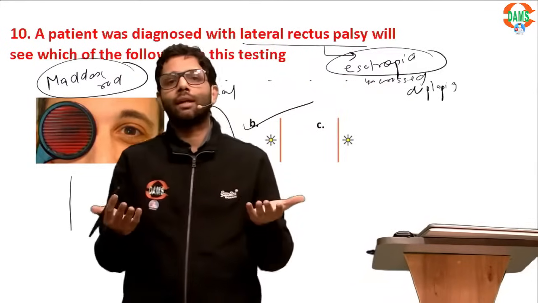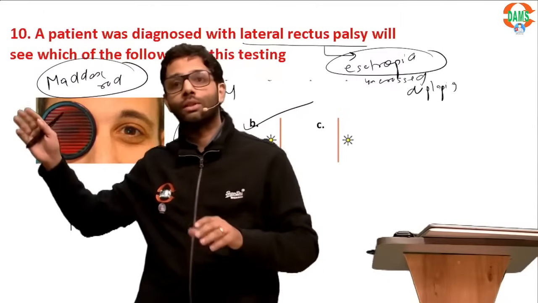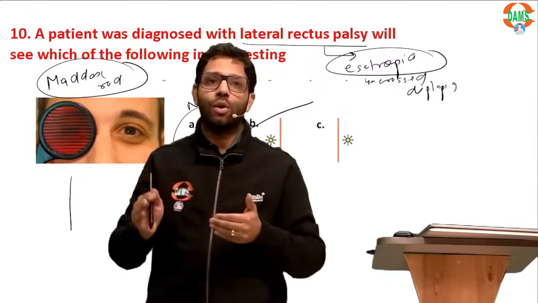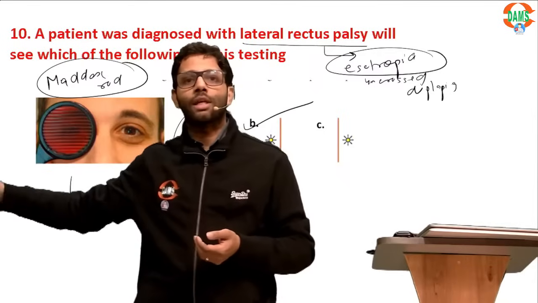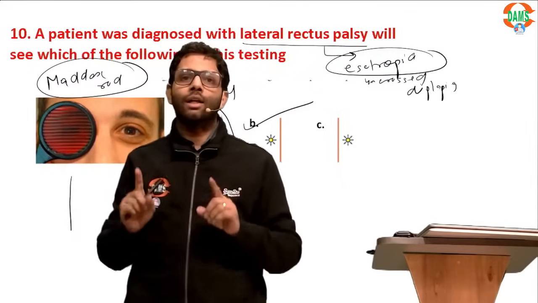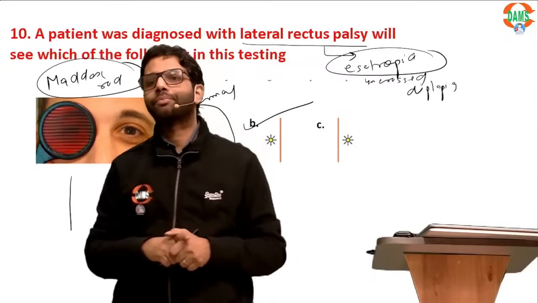First you should know lateral rectus palsy has ESO. Then you should know ESO has uncrossed diplopia. Then you should know this is a Maddox rod. You should know the Maddox rod always works in the opposite direction because the rod is cylinders. So D is ruled out. It is ESO, so A is ruled out. And uncrossed diplopia has to be in the patient's view. So B should be the answer.